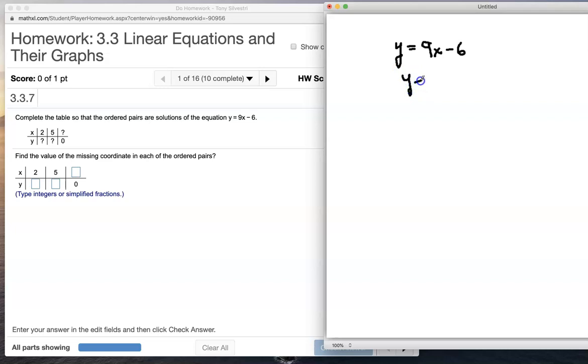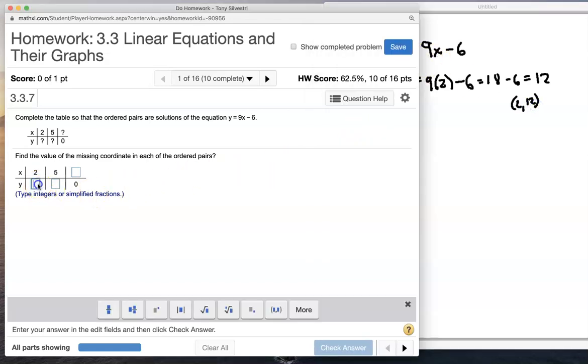You simply plug in the 2. 9 times 2 minus 6 is going to be equal to 18 minus 6, and that's going to be equal to 12. So the point (2, 12) is a point that's on this line. So I'm going to put a 12 there for y.